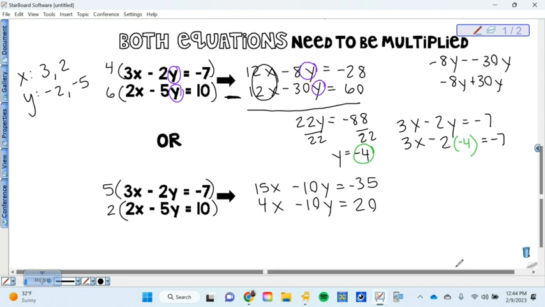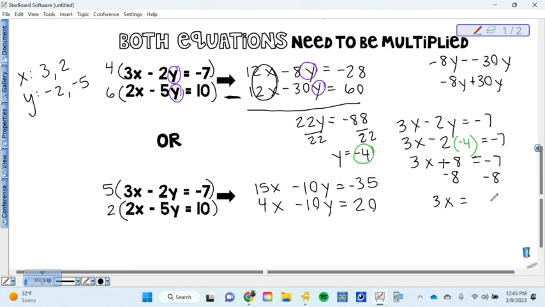I got to get the x all by itself. So what do I do? Yeah, -8. So 3x minus -8 equals -7. What happens when we subtract a negative number? Yeah, so 3x plus 8 equals -7. Now what? Good. Subtract 8. So 3x equals -7 minus 8.